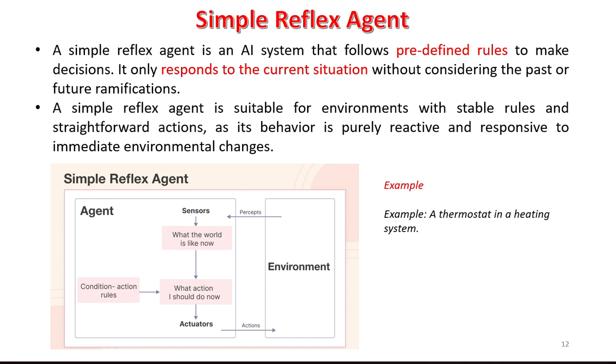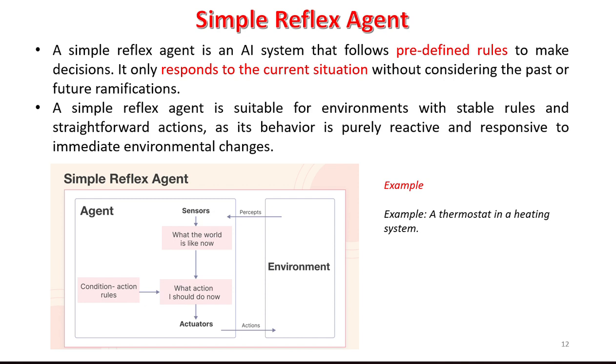So the rules are standard. Every time we are following the same rules only. The simple reflex agent in an AI system uses predefined rules to make decisions. There is no deviation in the rules. Every time it's static only. The people are following the same rules. For example, we can take the traffic signal. In the traffic signal, the rules are the same. There is no deviation, it is standard for everybody. So it only responds to the current situation without considering the past and future actions.